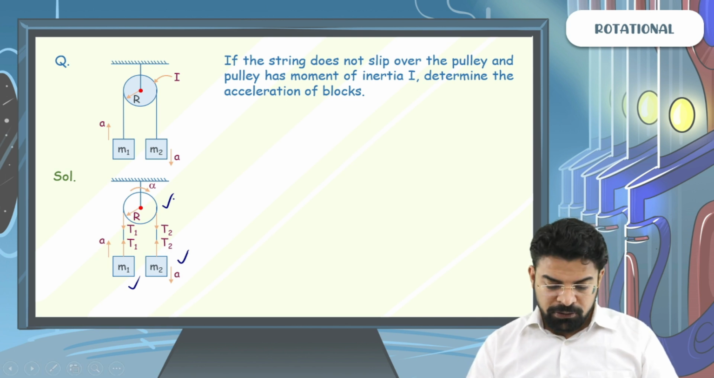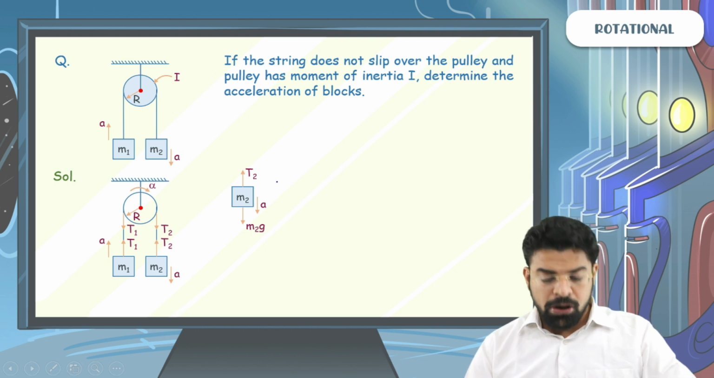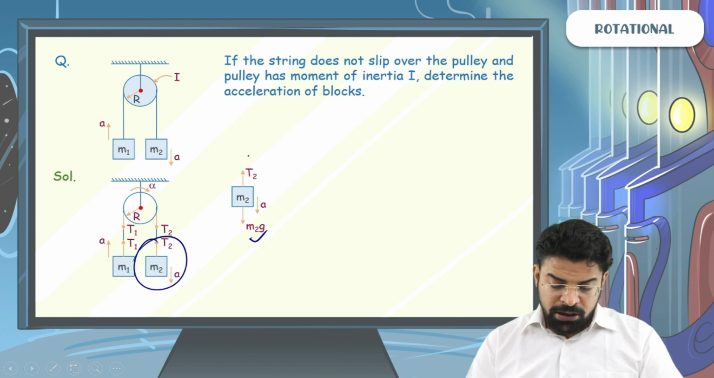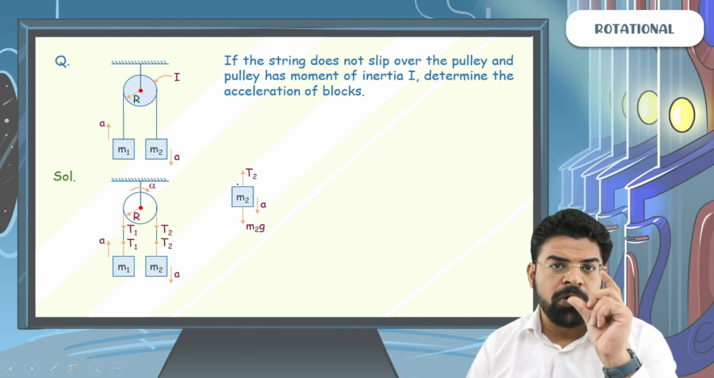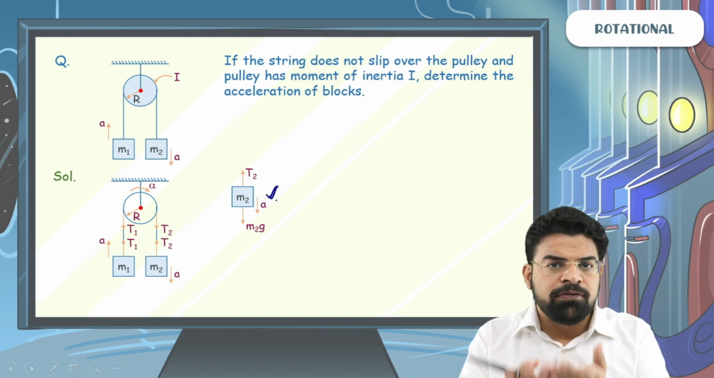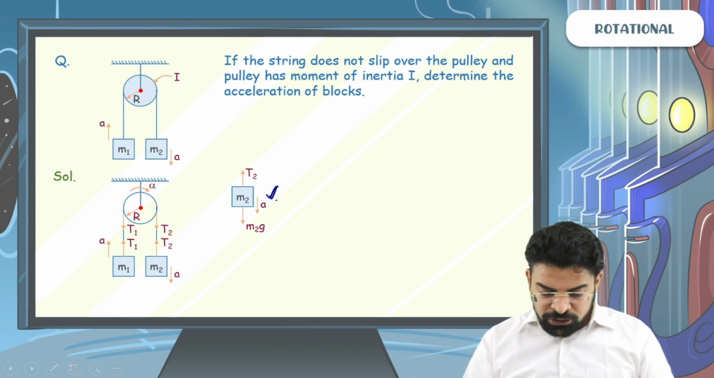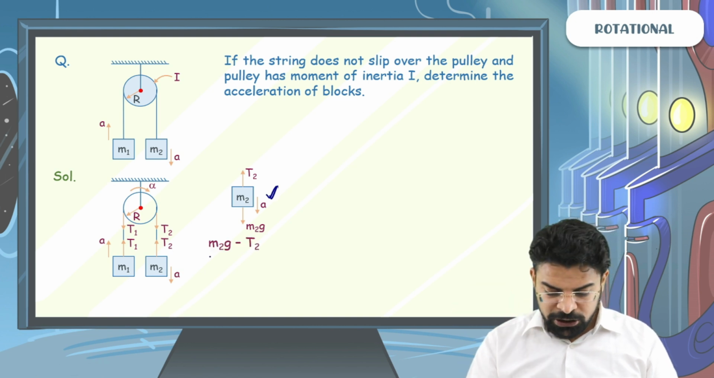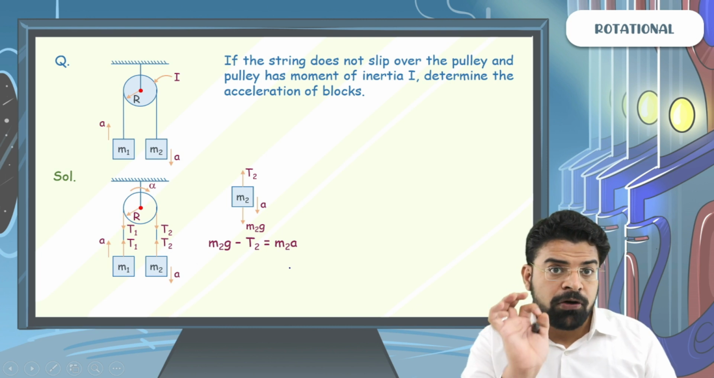So first of all, look at the forces acting on the block of mass m2. On the block of mass m2, there is a downward force of gravity m2g. There is an upward force of tension T2, and under the influence of only these two forces, it moves down with an acceleration A. How will you write the force equation? Sir, the net force in the direction of acceleration equals mass into acceleration. So I can write the net force downward: m2g minus T2 equals m2 into A. This is the force equation on the block of mass m2.